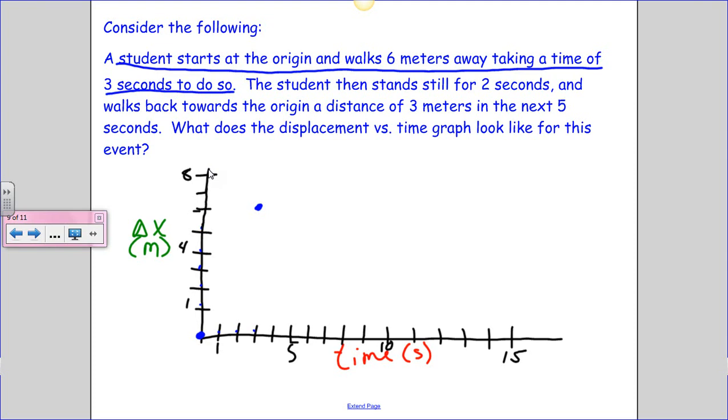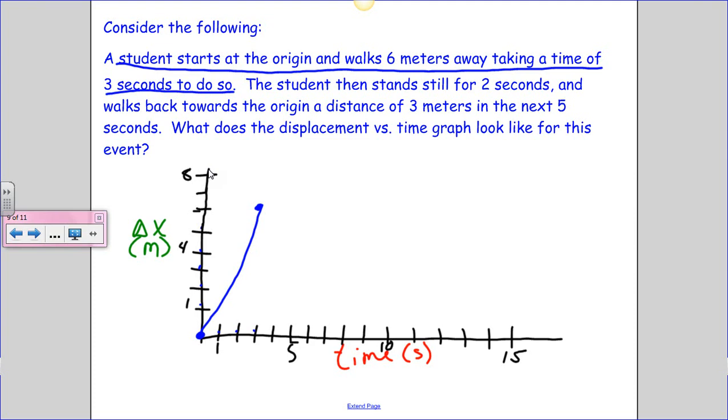And we always want to connect the dots. So the student starts at the origin and moves up 6 meters over 3 seconds. The line shouldn't be curved, it should be straight, but that is basically what the first leg of this student's journey looks like.